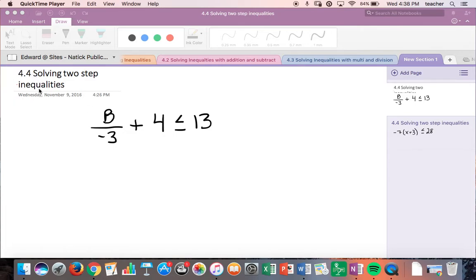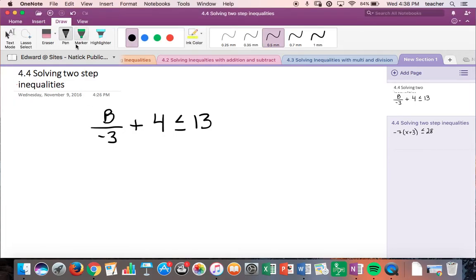So in this video, we're going to be doing a 4.4. So in 4.4, it's solving two-step inequalities. Now we've learned how to solve one step with addition and subtraction, and one step with multiplication and division. And now we're going to go to two steps. So on these two-step inequalities, this is what we do here.